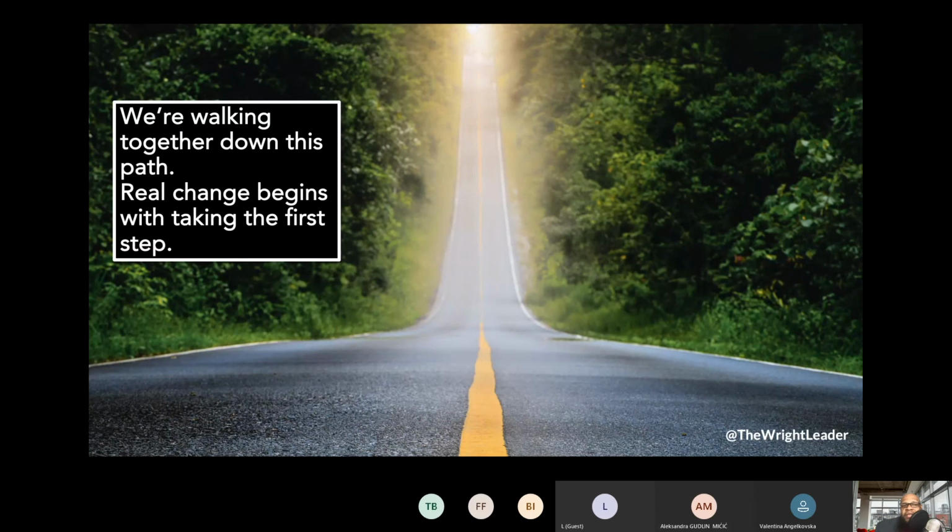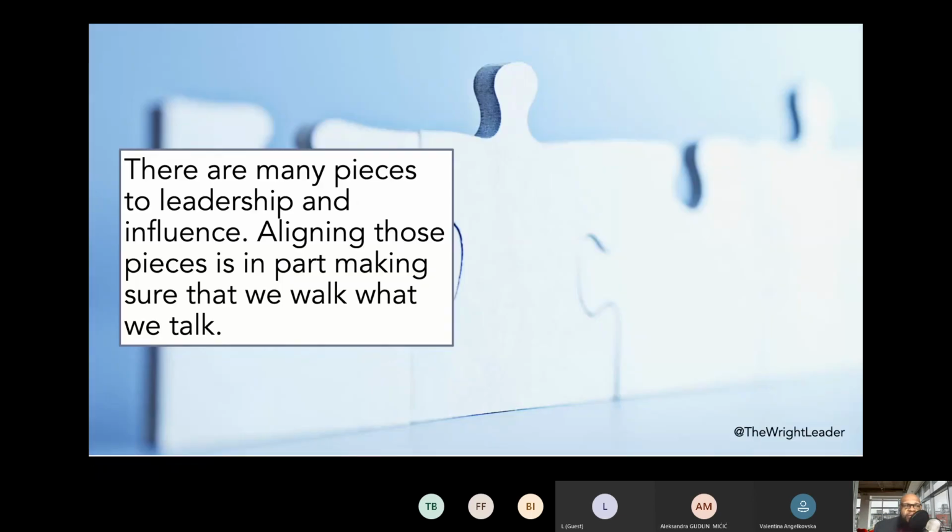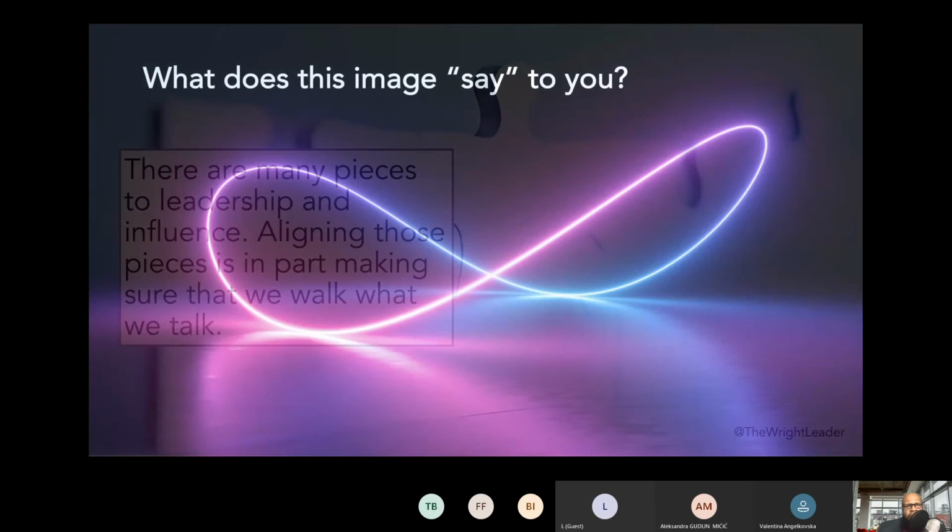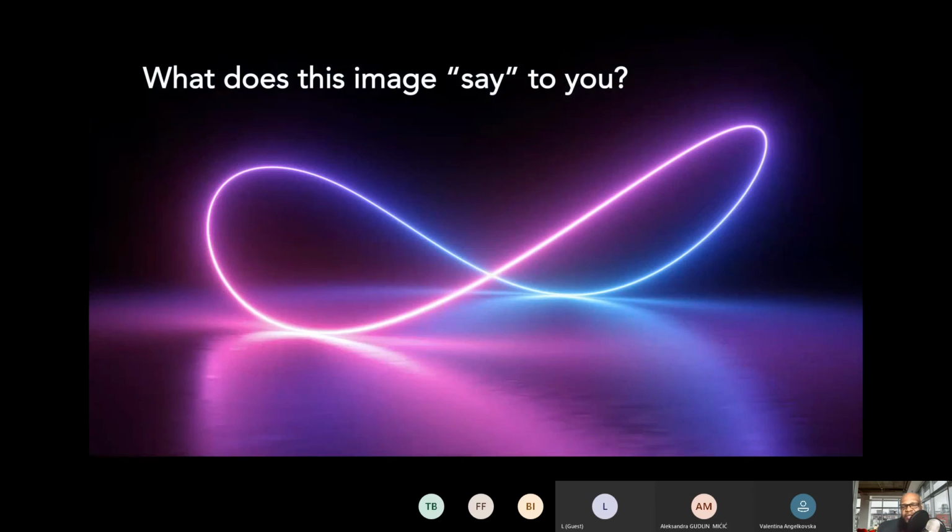We are walking down this path together. It starts with the first step. There are many pieces to leadership and influence. We've talked a lot about leadership and influence today. Aligning the pieces is making sure that we really live out and walk what we are talking about. So important. Remember where we started out with this?